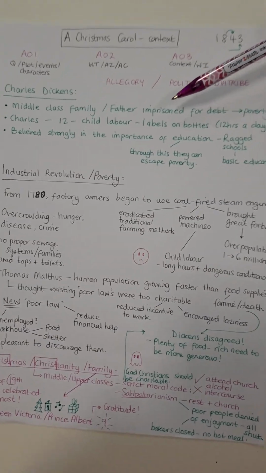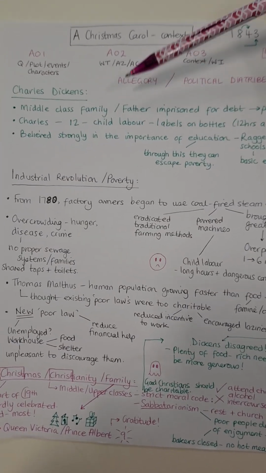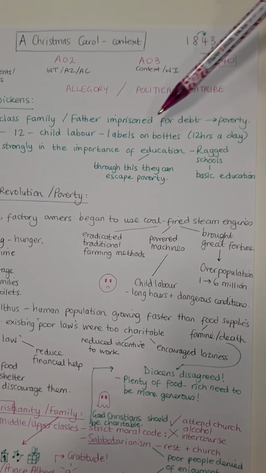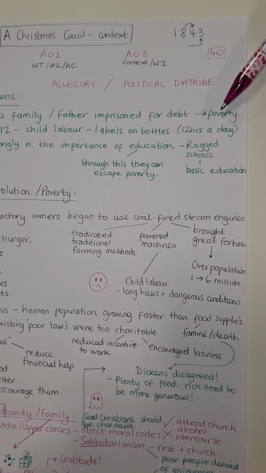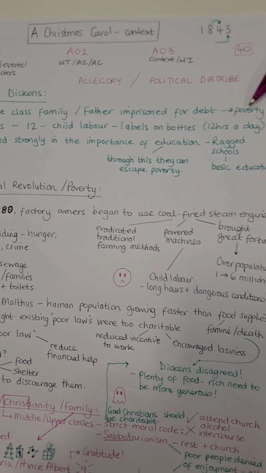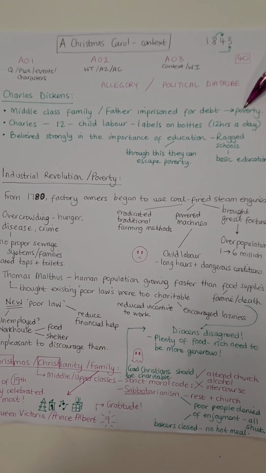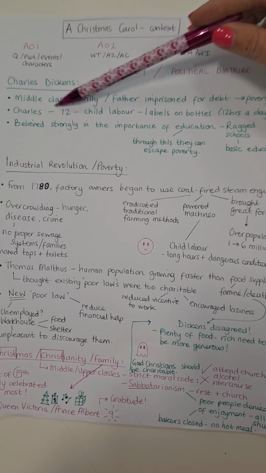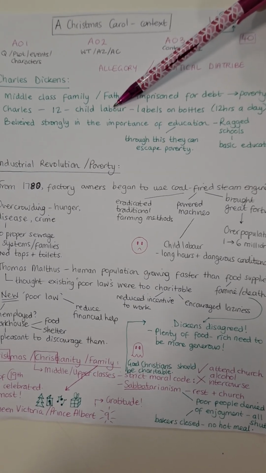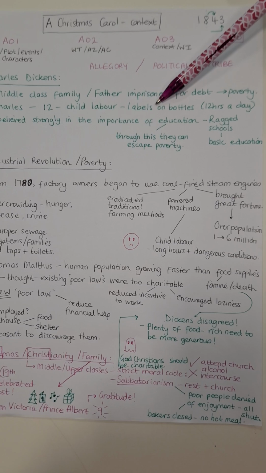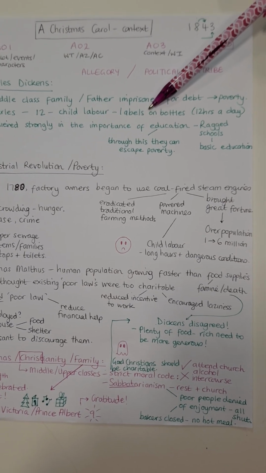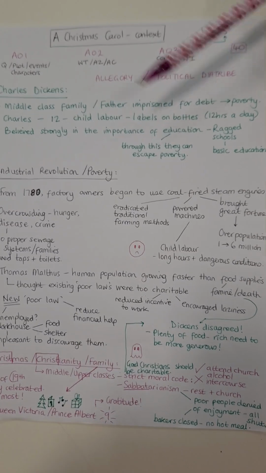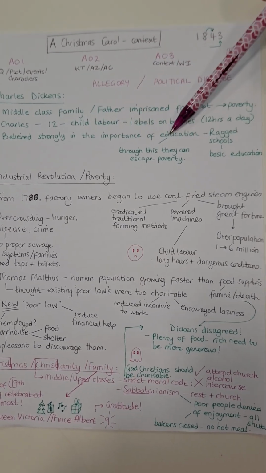So let's look at Charles Dickens' life at first. He was born into a middle-class family, but his father was imprisoned for debt. This meant that the family went into a state of poverty, and at the time, child labour was very much a thing. So Charles, at the age of 12, was a victim of child labour. His job then was to put labels on bottles for 12 hours a day to bring money back into the family. He believed strongly in the importance of education.